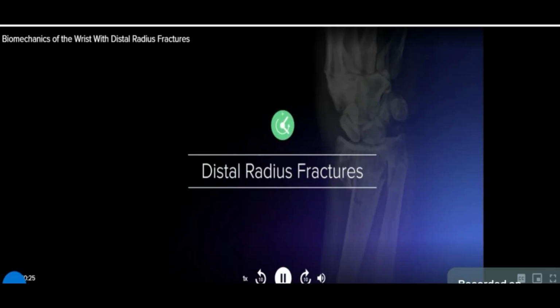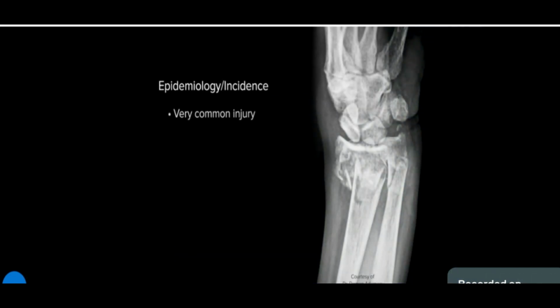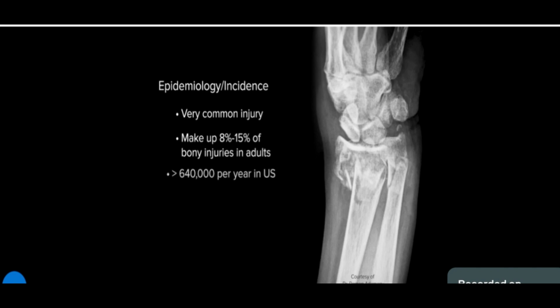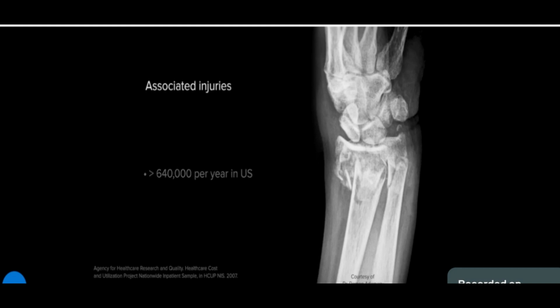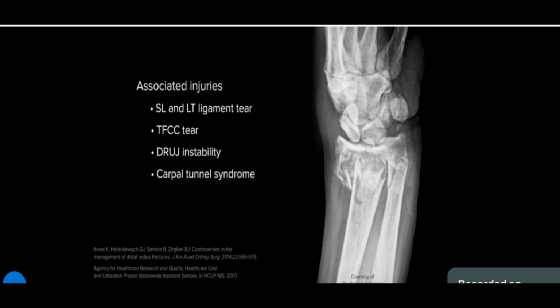For a discussion on the biomechanics of distal radius fractures. Distal radius fractures are one of the most common injuries in orthopedic practice. They make up 8 to 15% of all bony injuries in adults, with more than 640,000 cases per year in the United States alone, many of these cases requiring surgery. Distal radius fractures are often associated with scapholunate and lunotriquetral ligament tears, TFCC tears, DRUJ instability, and carpal tunnel syndrome.